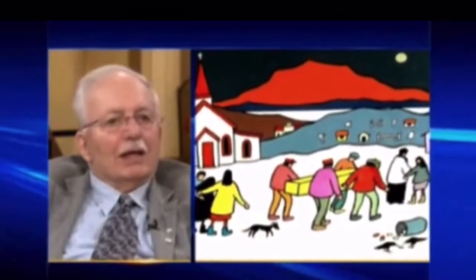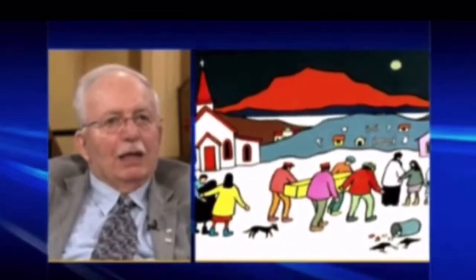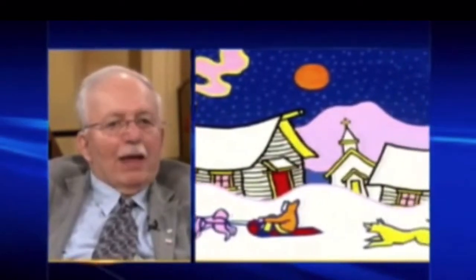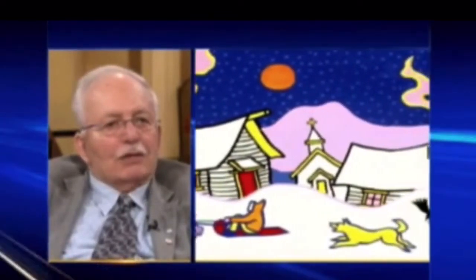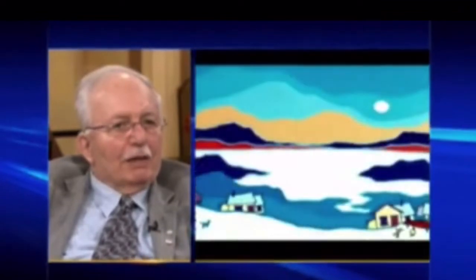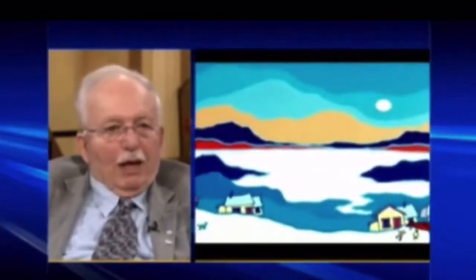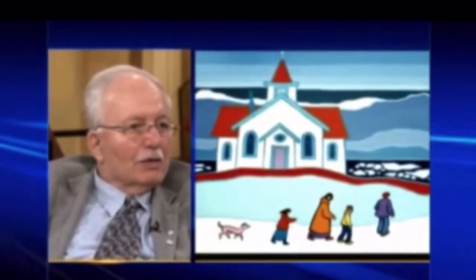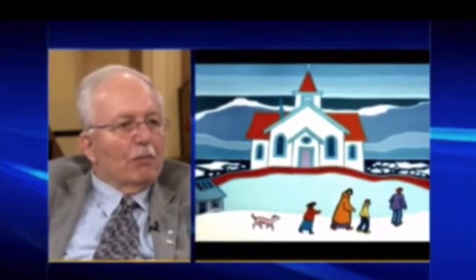Well, the thing is, I was painting at first realistically, and I suddenly realized if I painted the mountains, it would look like the same. It would look like BC or somewhere else. So I kind of fell into a very simple style.